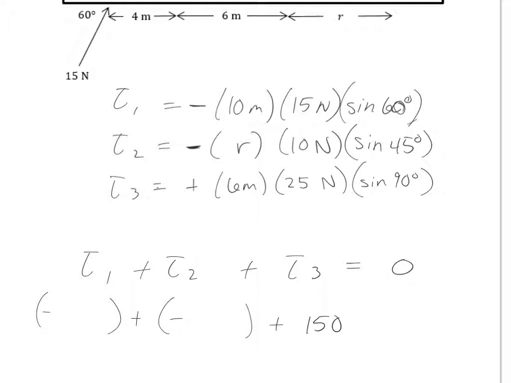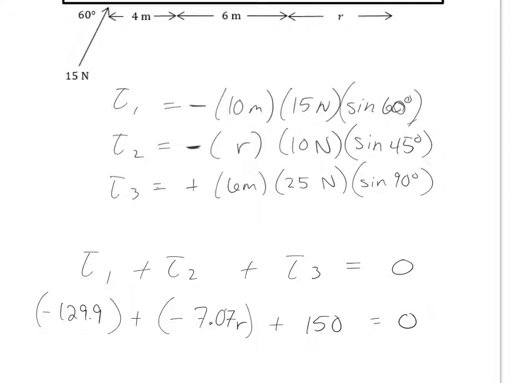First one's negative 129.9. The second one's going to be 7.07R, just R. Notice there's an R in here, guys, right? Where does that R come from? What are we trying to figure out? We're trying to figure out that R value right there. And 10 times 0.7071 is 7.07. And that is going to equal 0.